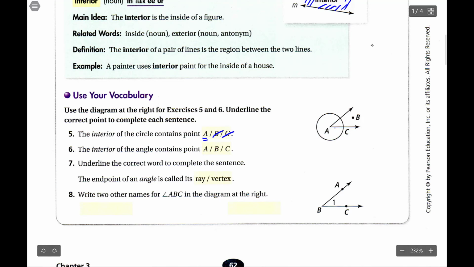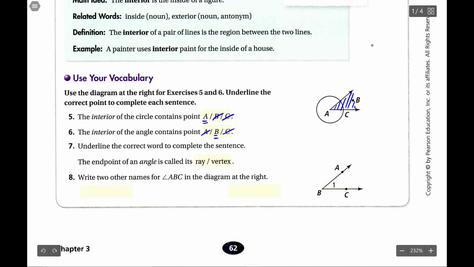Then for number 6, it says the interior of the angle, so that's between the 2 lines, contains the point A, B, or C. Well, A is the vertex. It's not within the interior of that angle. B is the only point that is in the interior, and C actually happens to lie on the line, or on one of the rays that makes up the angle.